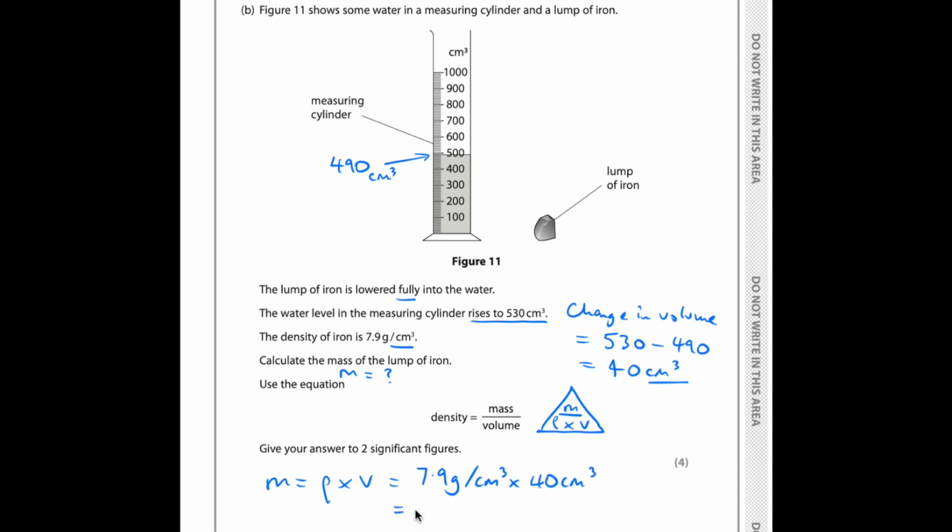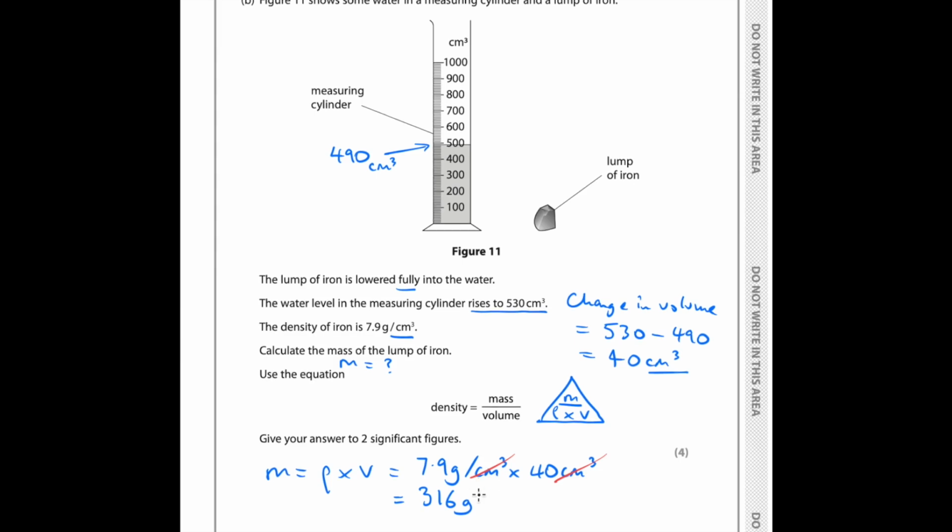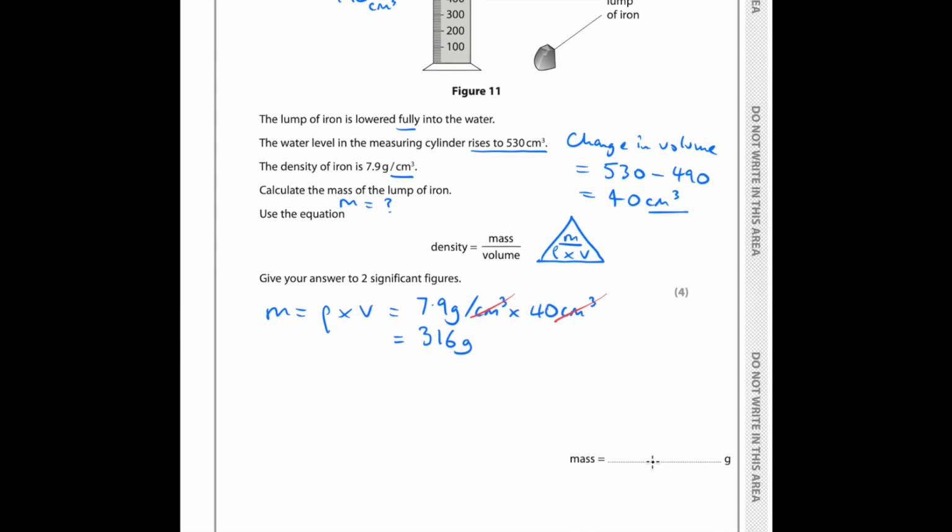And that comes out as exactly 316. And that will be grams, because those centimetres cubed cancel out with those centimetres cubed and just leave the grams behind. And they want the answer in grams. 316.